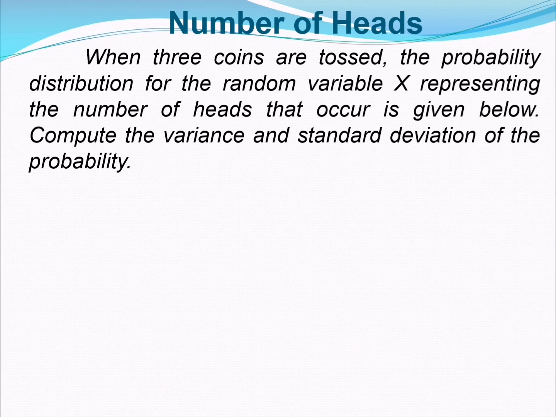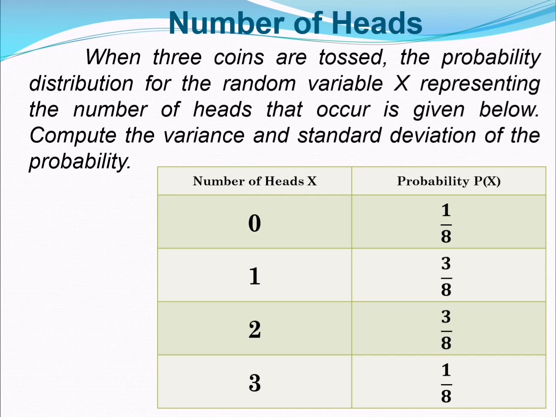Okay, number of heads. Let's have another example. When three coins are tossed, the probability distribution for the random variable x representing the number of heads that occur is given below. Compute the variance and standard deviation of the probability. So this is the number of heads. This is the table nung ating problem. So let's find the variance and standard deviation.